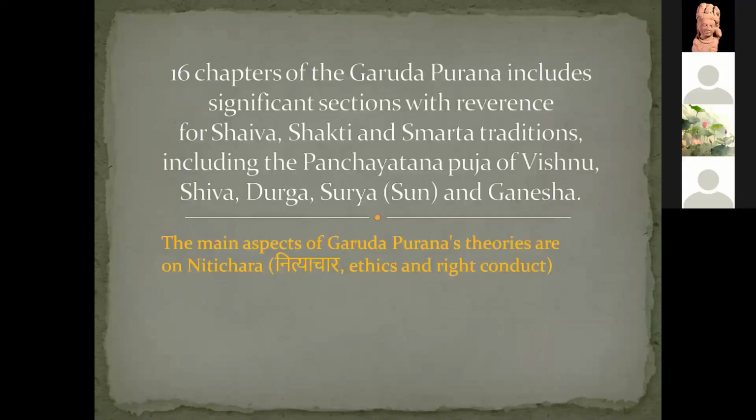So the 16th chapter of the Garuda Puran includes significant sections with references for Shiva, Shakti, and Smata tradition, including the Panchayatana Puja of Vishnu, Shiva, Durga, Surya, and Ganesha. The main aspects of Garuda Puran are about Nishchitra, the ethics of right conduct. There are also scriptures referring to the Panchayatana worship in the Garuda Puran.